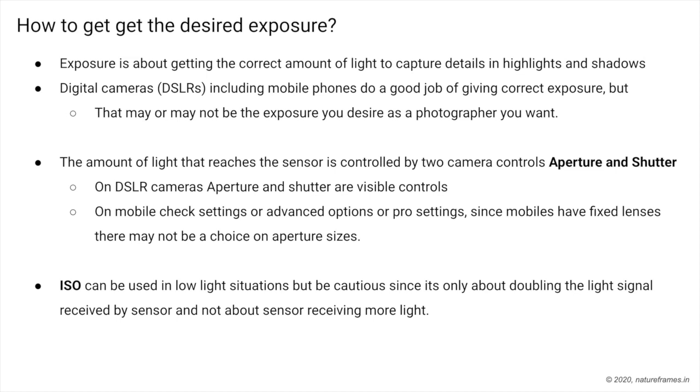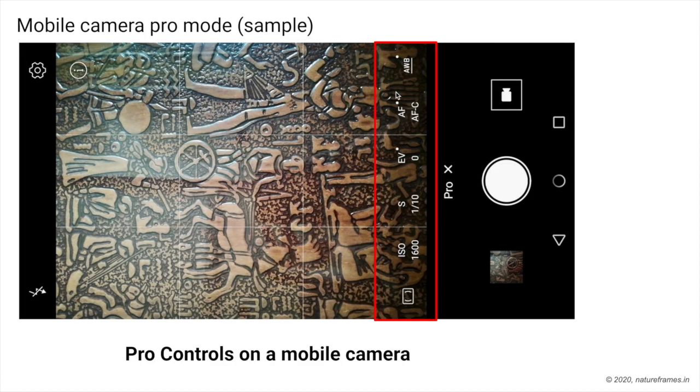ISO can be used in low light situations, but be cautious since it's only about amplifying the light signal received by the sensor and not about the sensor receiving more light. An example of pro settings on a mobile camera. This particular mobile has metering, ISO, shutter, exposure, focusing points and white balance controls.